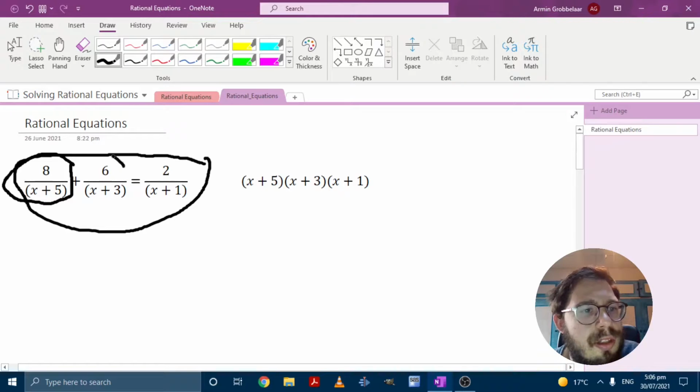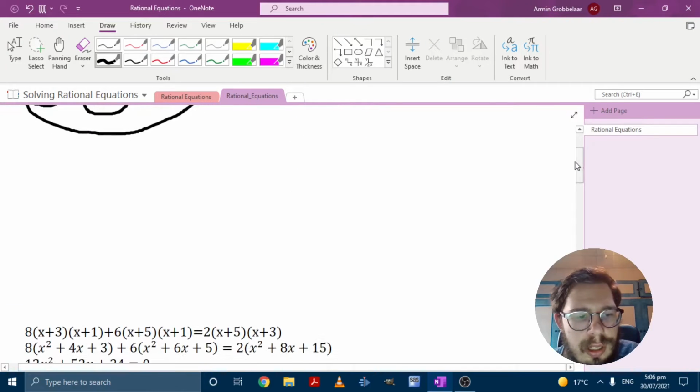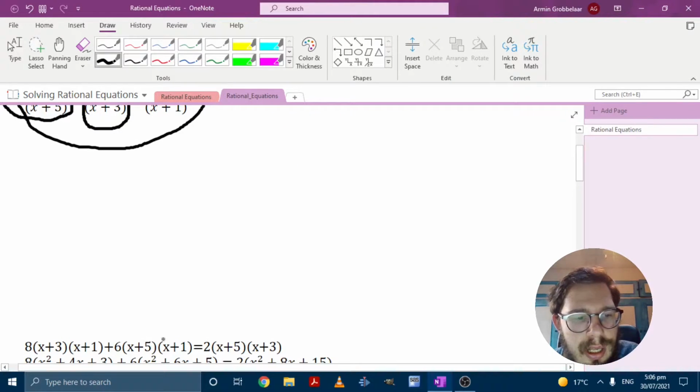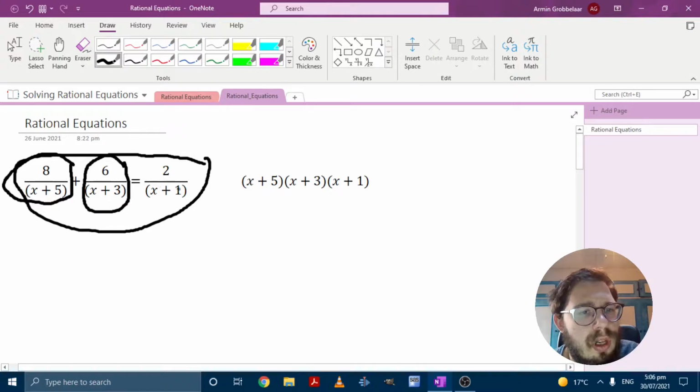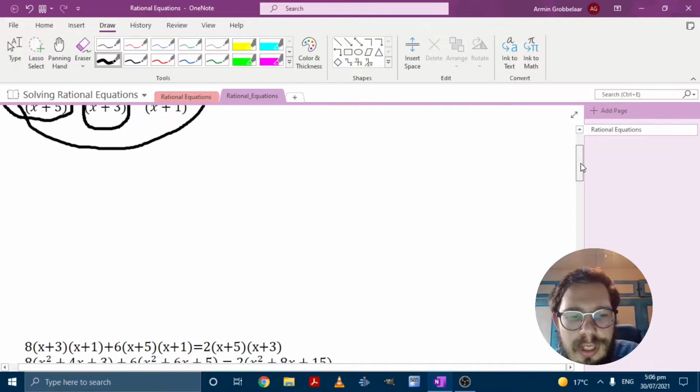Plus, then this term here already has an x plus 3. So I say plus 6 times x plus 5 times x plus 1. And that's what I have at the bottom here. Plus 6 times x plus 5 times x plus 1 is equal to 2. Now this term here already has an x plus 1, so it needs an x plus 5 and an x plus 3. So it's equal to 2 times x plus 5 times x plus 3. And there I have this equation.